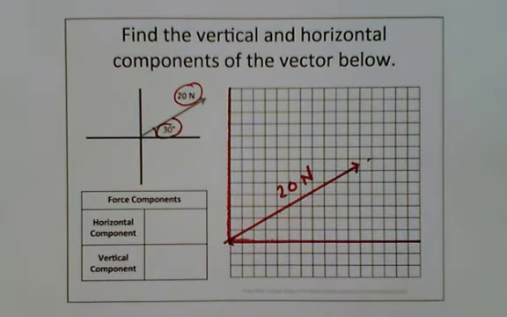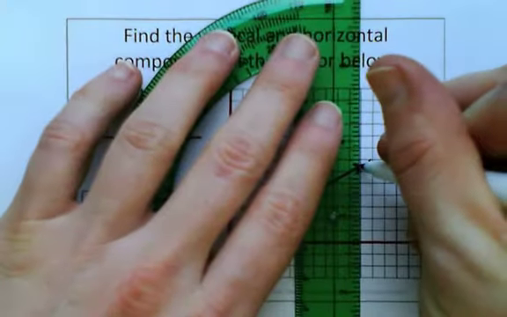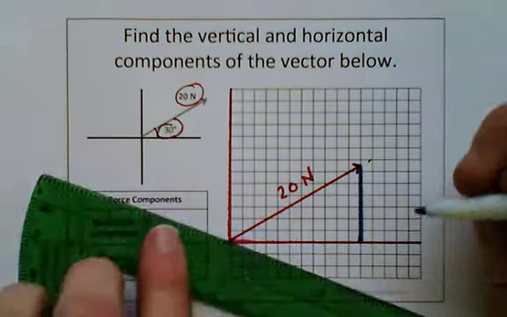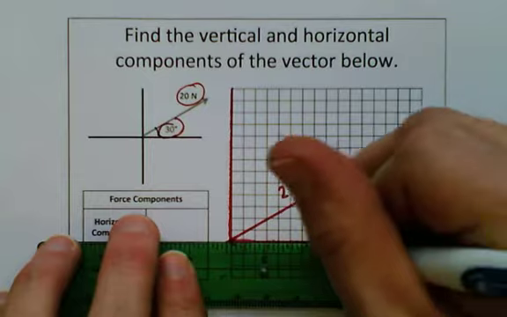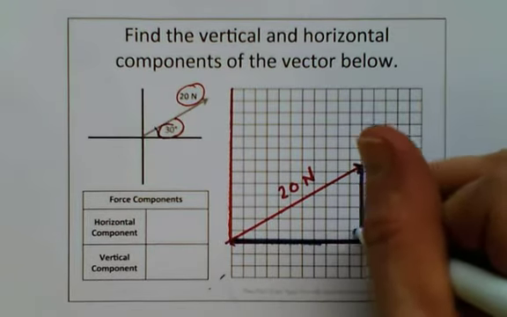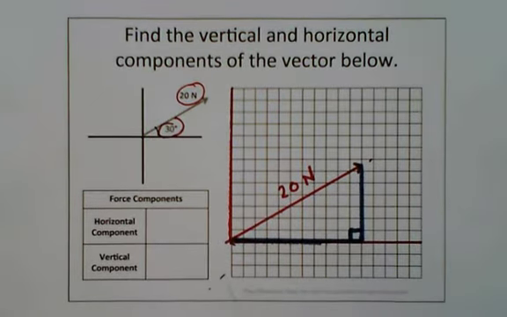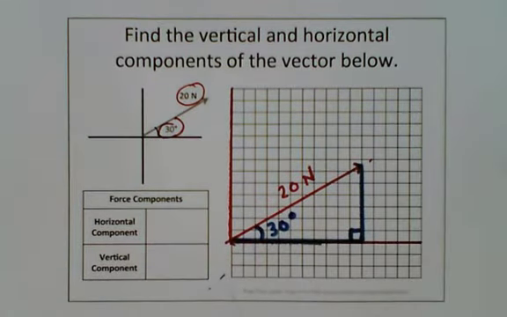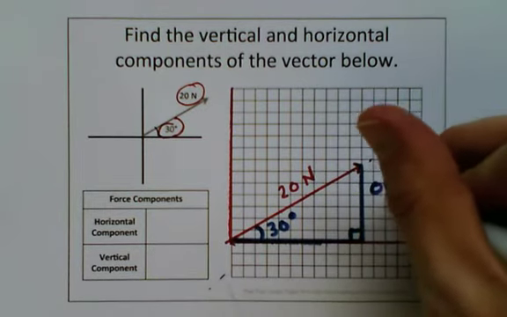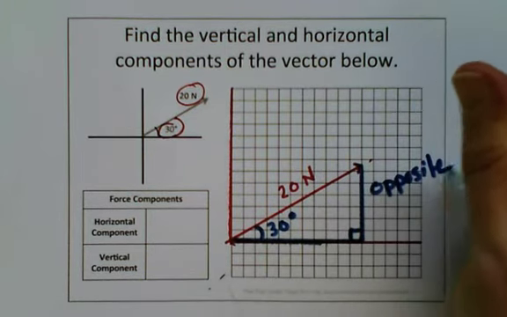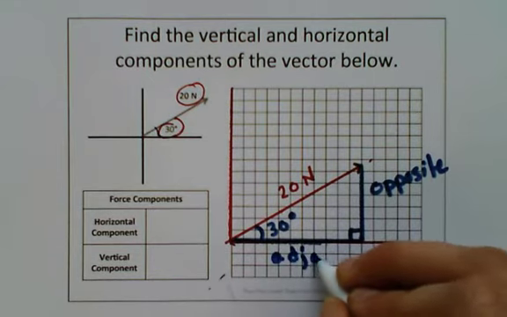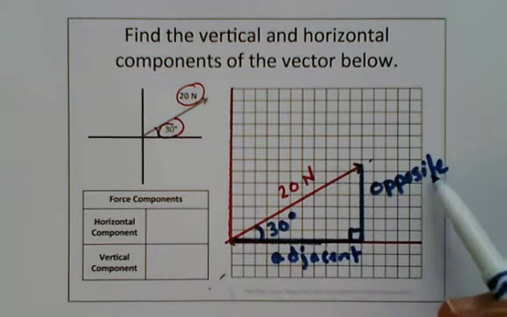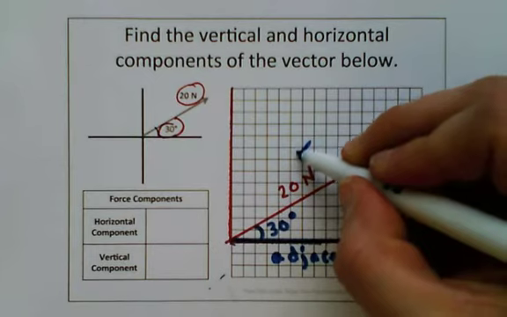Now in order to find the vertical and horizontal components, I'm going to use a little bit of geometry. First I'll just draw in the two components. The vertical component is here, and the horizontal component is down here. You'll notice that these make a right angle to each other, so now we have a right triangle. If this is my 30-degree angle down here, then this is what we would call the opposite side. This is the adjacent, because it's right next to the angle, whereas this one is opposite the angle, and this is our hypotenuse.